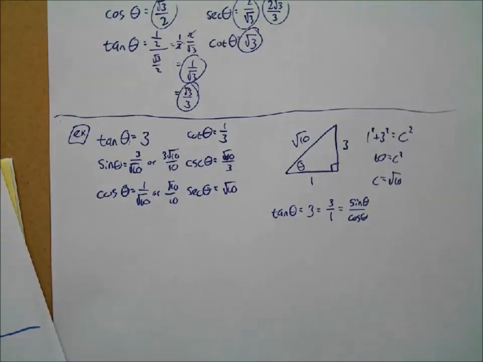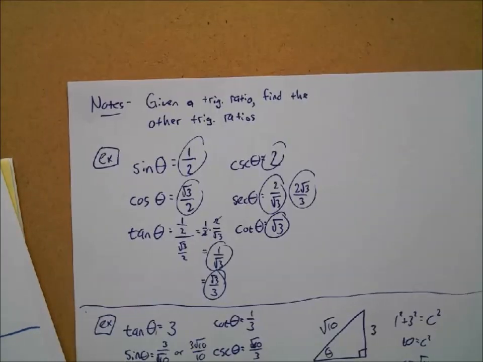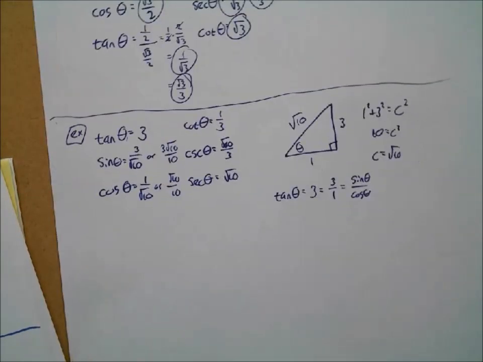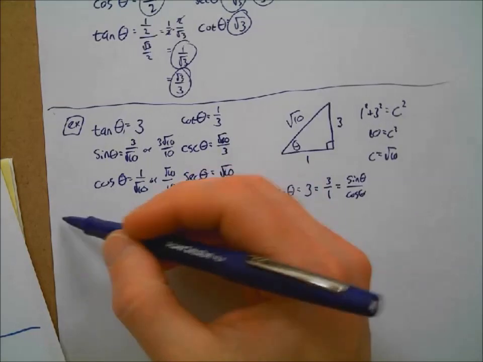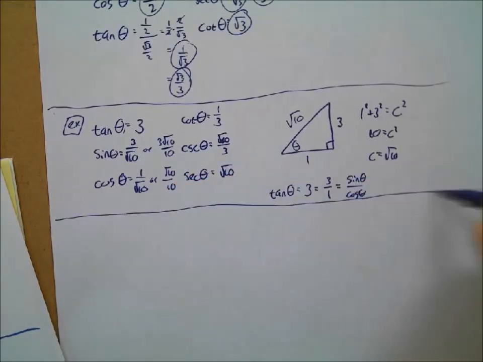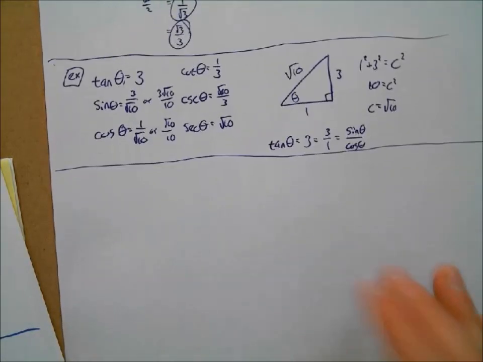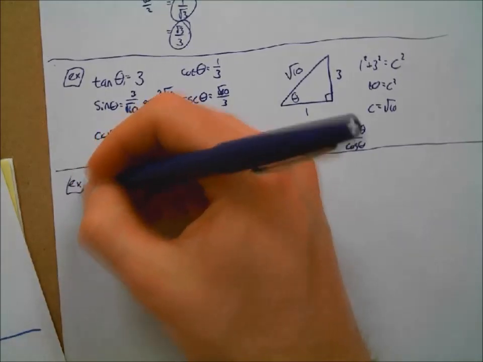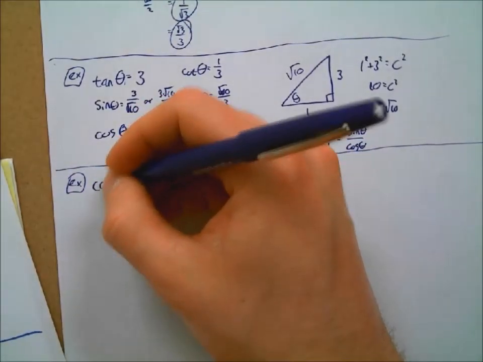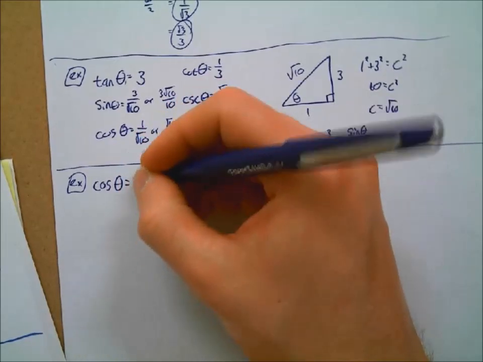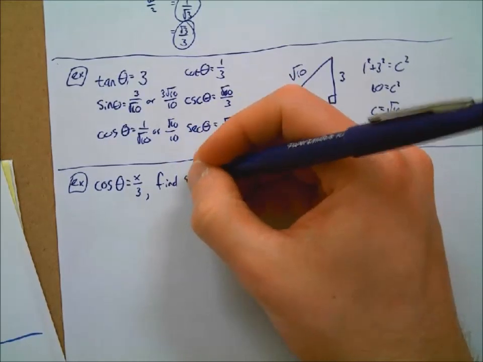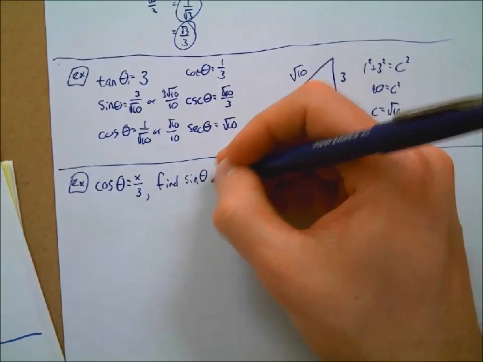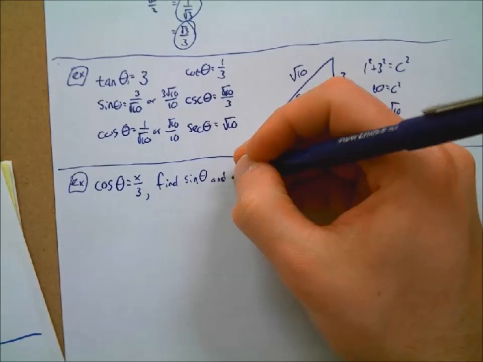Okay? So if you can use the unit circle, do it. If you can't, then just draw a picture. I'll do one more here, and then I'm going to have you guys try one. This one we won't go too crazy. We'll say cosine of theta is equal to x over 3. Find sine theta and tangent of theta.